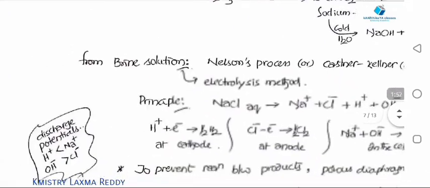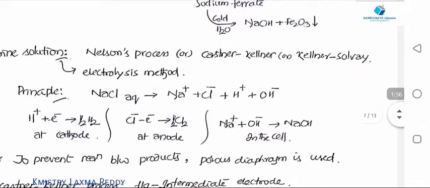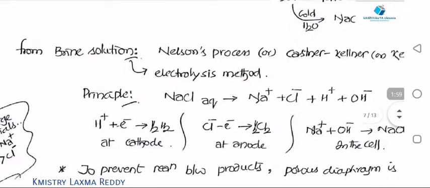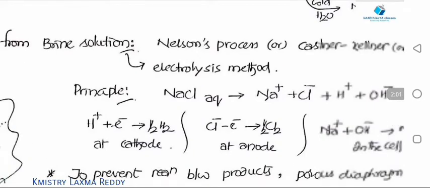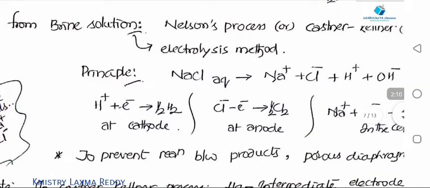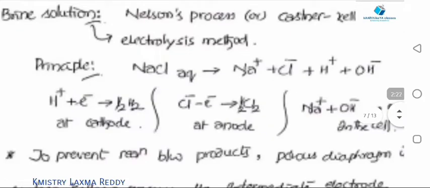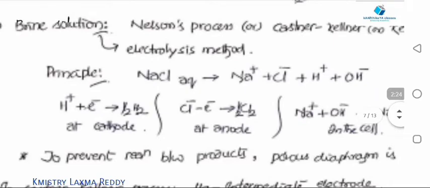The most important one is Nelson's process, or you can use Castner-Kellner process or Kellner-Solvay process. In all these methods, we are going to use brine solution. Brine solution is sodium chloride aqueous solution. We are going for electrolysis of brine solution. The electrolysis reactions are: NaCl aqueous solution will give you Na+ ions, Cl- ions, H+ ions, and OH- ions. Cl- ions will go to anode, gain electrons, and turn into chlorine.